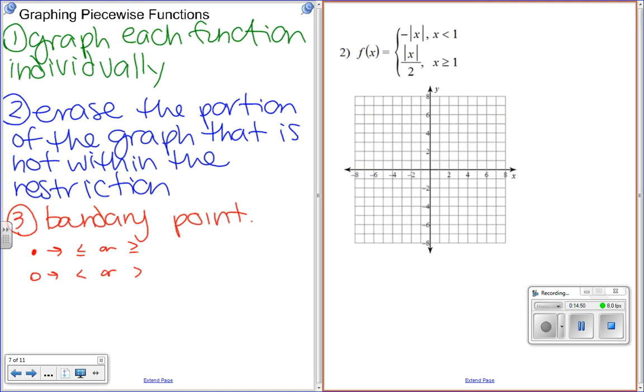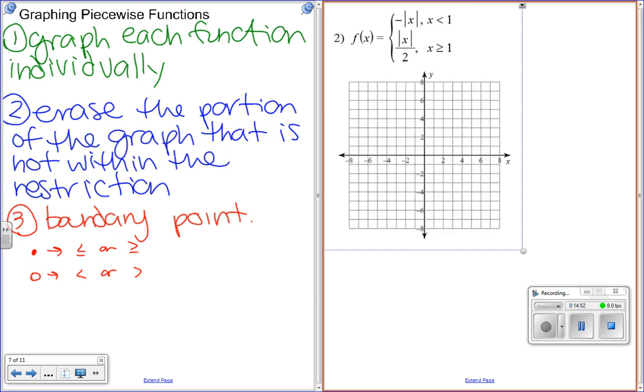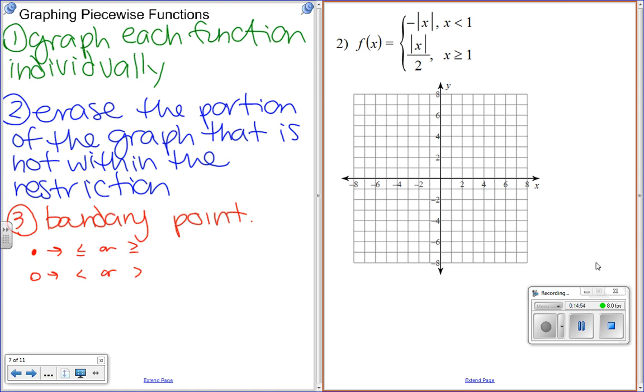Going to the next one, go ahead and write this down. We're going to go ahead and graph it. Sometimes you're going to have 3 functions, sometimes you're going to have 2 functions. It all just kind of depends on what I give you. So if we follow through our steps, originally we're just going to graph the function.